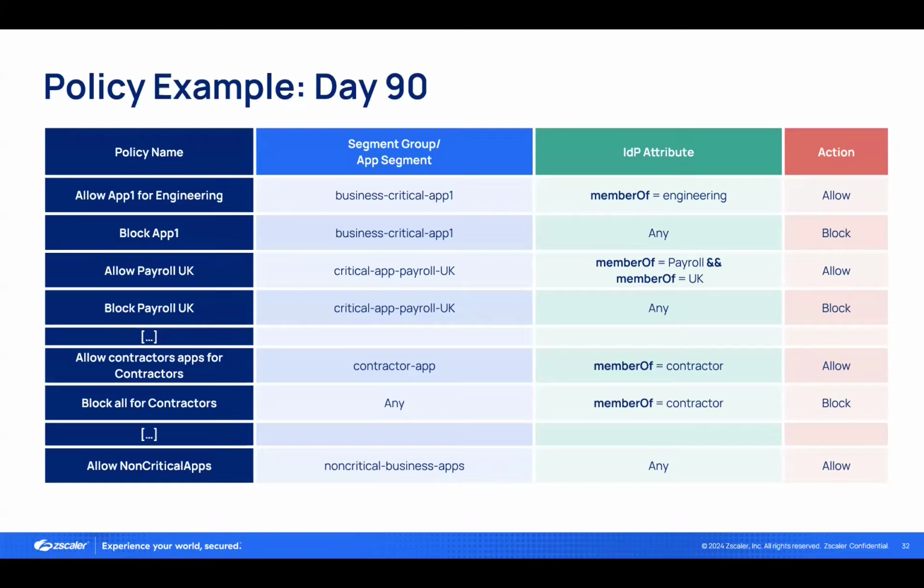Doing this follows the same method as the one used to define critical application segment access policies. Create a policy that allows access to your segment or segments for users with one or more specific IDP attributes, and then the corresponding rule below it that blocks access to that application segment for all users. In all cases, the result will be the same.